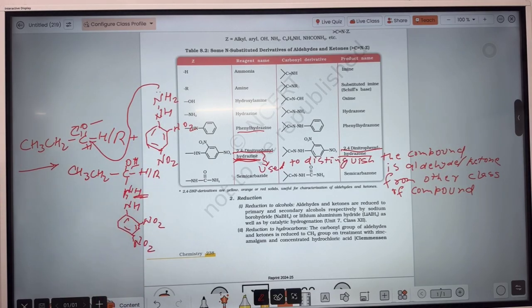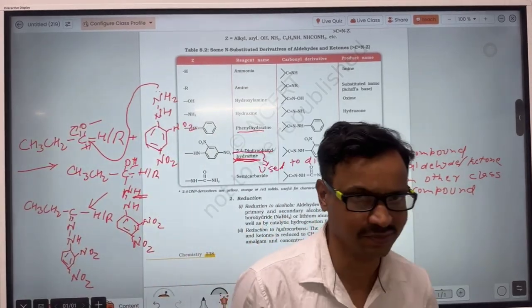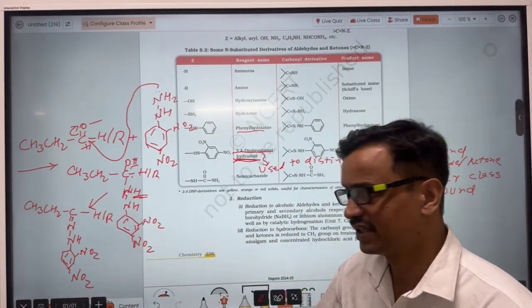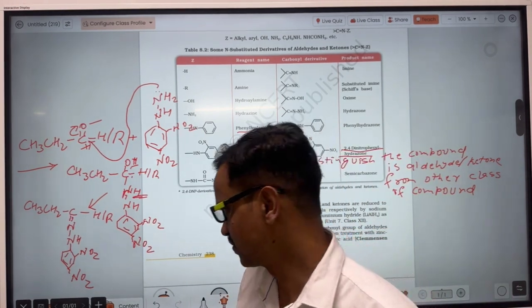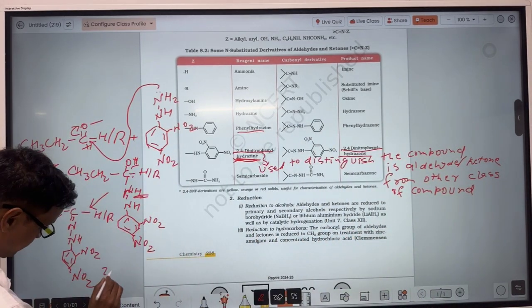Then after, hydrogen will also be released from here and will come onto this OH. So a double bond will form between this nitrogen and this carbon. So the product will be this compound, and this compound will be called 2,4-diphenylhydrazone. As hydrazine was converted to hydrazone, same here, 2,4-diphenylhydrazine will convert into 2,4-diphenylhydrazone.